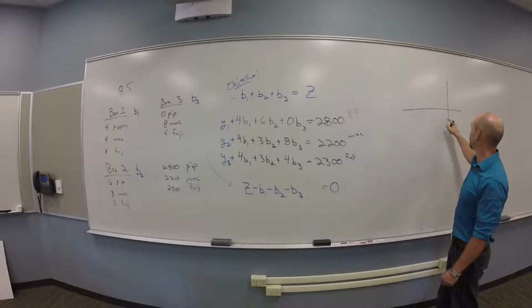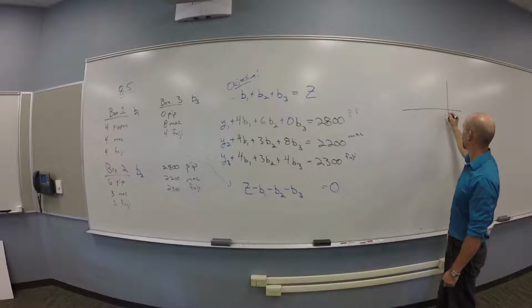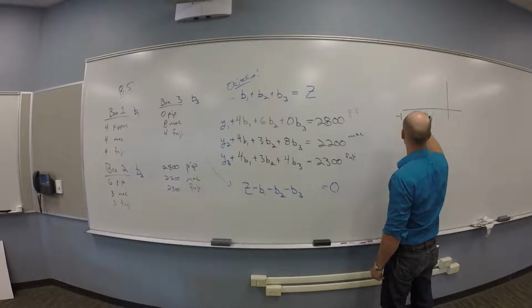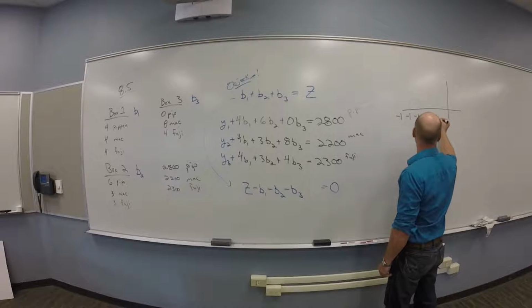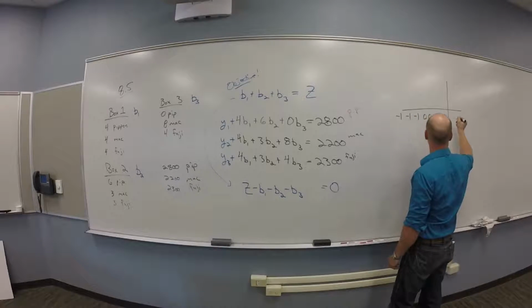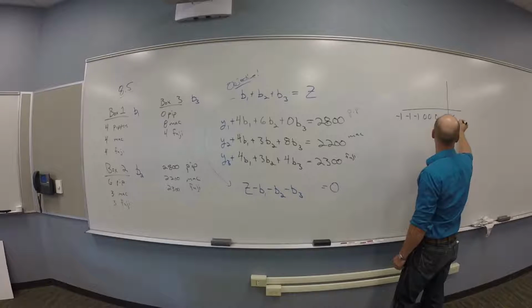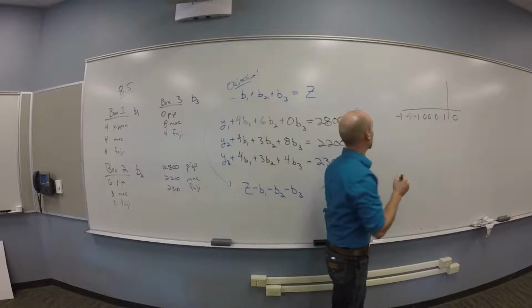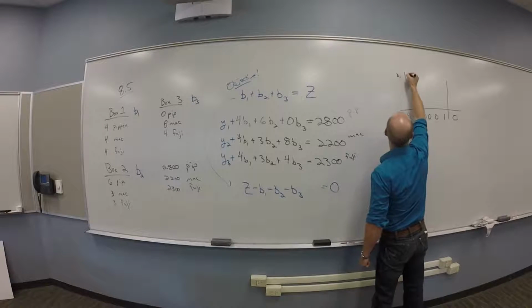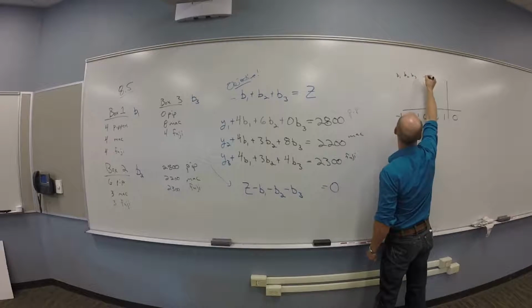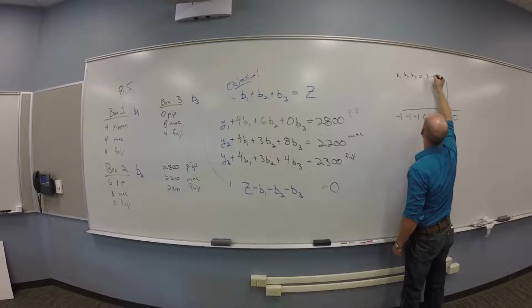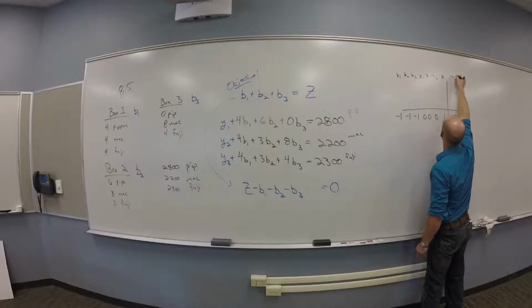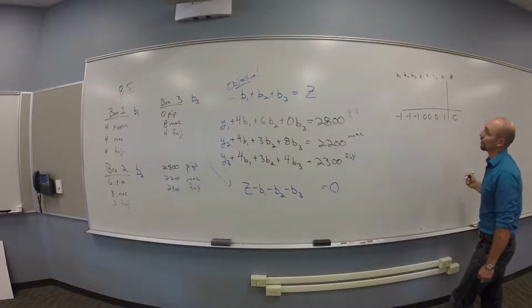What do you got for your bottom row? Negative 1, negative 1, negative 1, 0, 0, 0, whatever Z is, Z1. Yes. 1, 0. Stick with that. So I've got a B1, B2, B3, Y1, Y2, Y3, Z, and numbers columns.